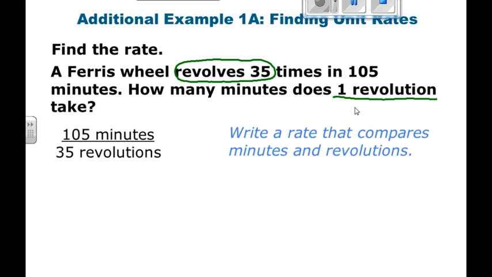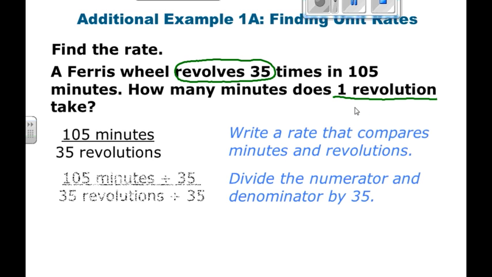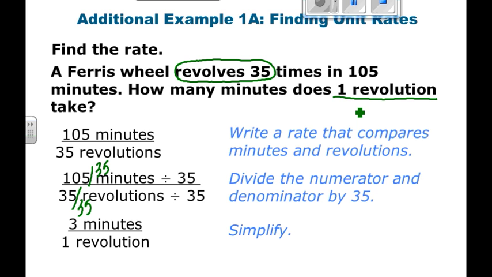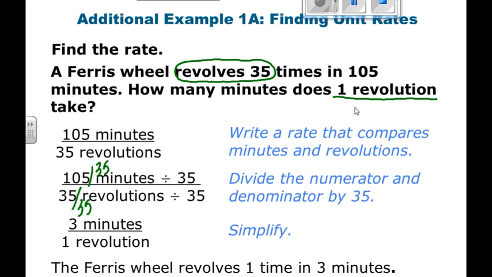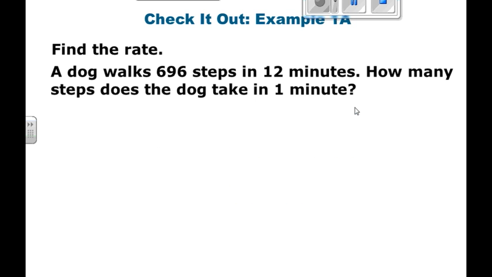So to change this to a unit rate, our denominator has to be 1. So I'm just going to divide that 35 away. So we divide both pieces by 35. Now, we kind of write this a little bit different. We usually just do the slash marks, division bars. But 35 divided by 35 gives me 1, and 105 divided by 35 gives me 3. If you have to do long division to get that out, that is fine. So a Ferris wheel revolves one time in 3 minutes. 3 minutes per one revolution.